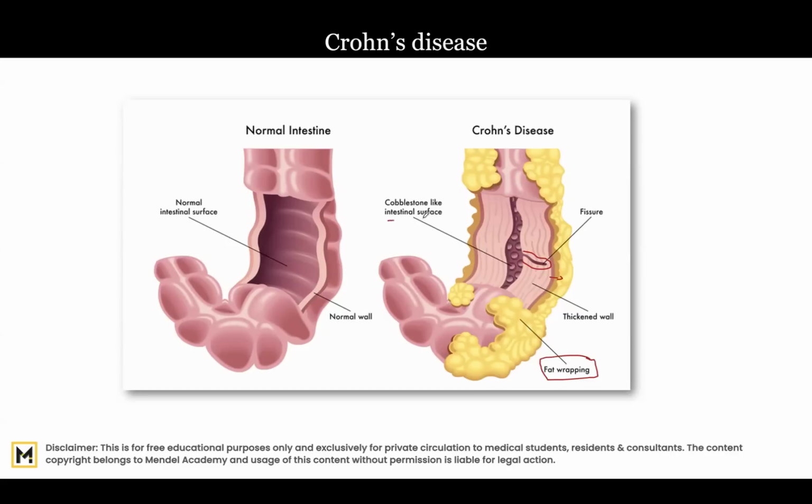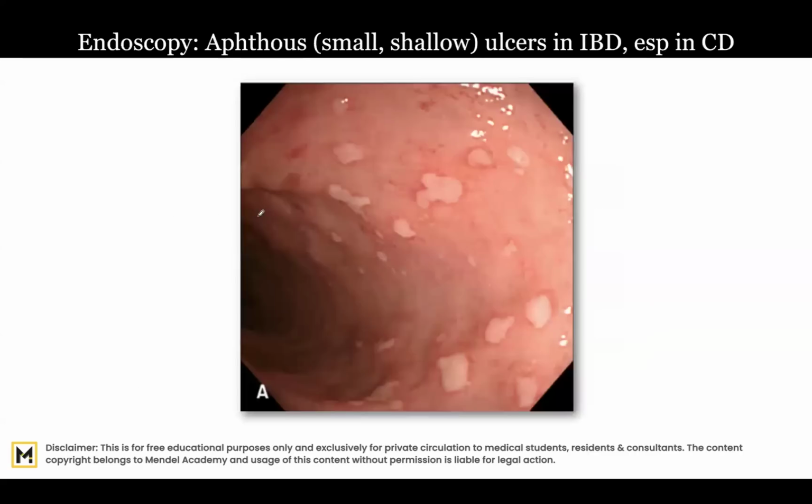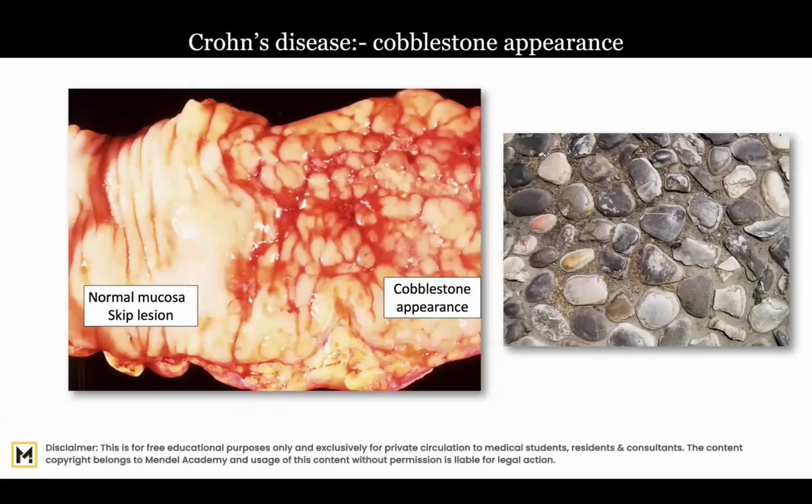Again, there is this intestinal surface which is very characteristic, and I'm sure you have read about this. It's called the cobblestone appearance. We'll see how that looks. But again, endoscopy can show these aphthous ulcers in IBD. Aphthous means they are small and shallow, as you can see. They can occur anywhere, from the mouth to the anus. They can be present everywhere, but it is a good clinical indicator to start thinking of Crohn disease in particular.